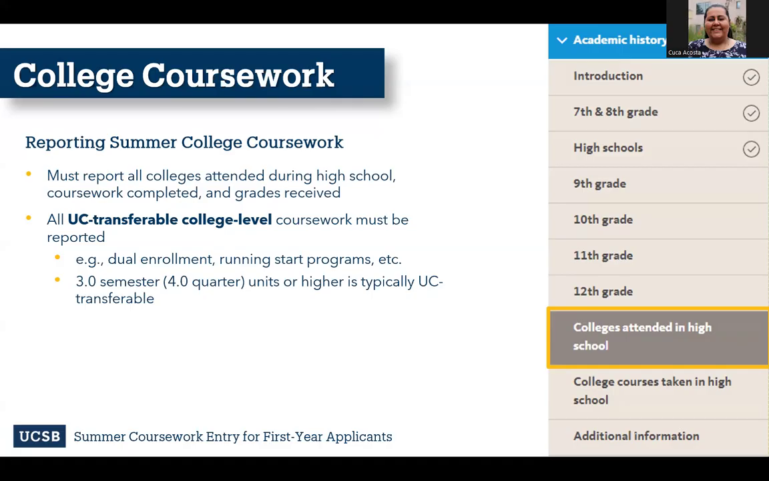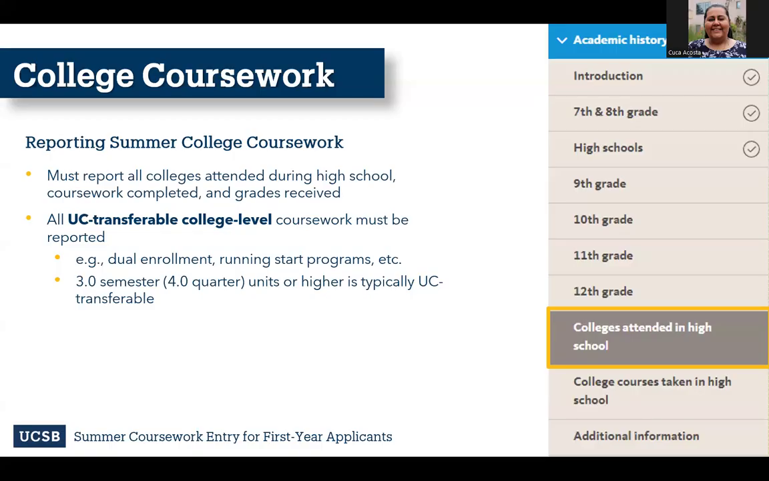And they should only be reporting in this section the UC transferable college level coursework, and it must fall into those A through G subject areas. So again, UC transferable college level coursework. If the student can produce a college level transcript, it's transferable. If they're in dual enrollment, if they're in running start, that's all college level coursework.